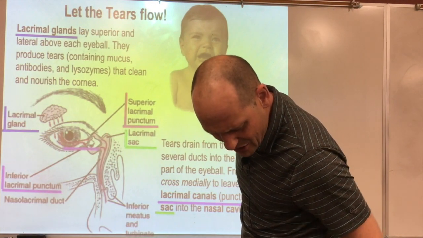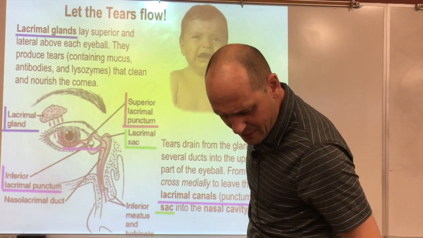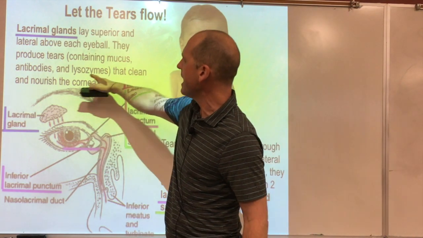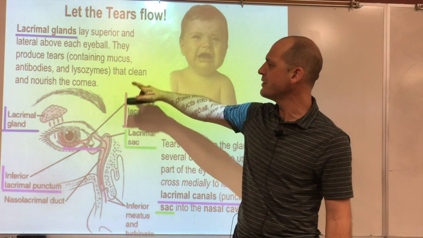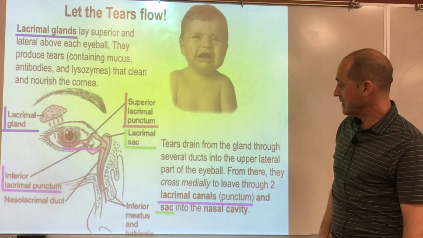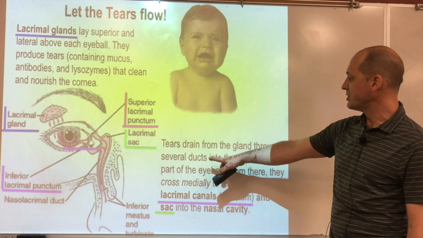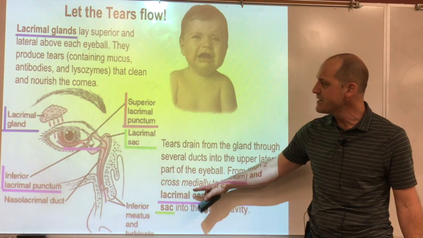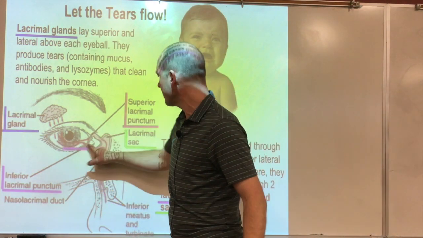And the lacrimal gland is on the outside, lateral, above the eyeball. It produces the tears. Tears contain mucus, antibodies, and lysozymes. They clean and nourish the cornea. That's nice to have. It's not just when we're upset. They drain from the gland through several ducts into the upper lateral part of the eyeball, and then they cross medially.